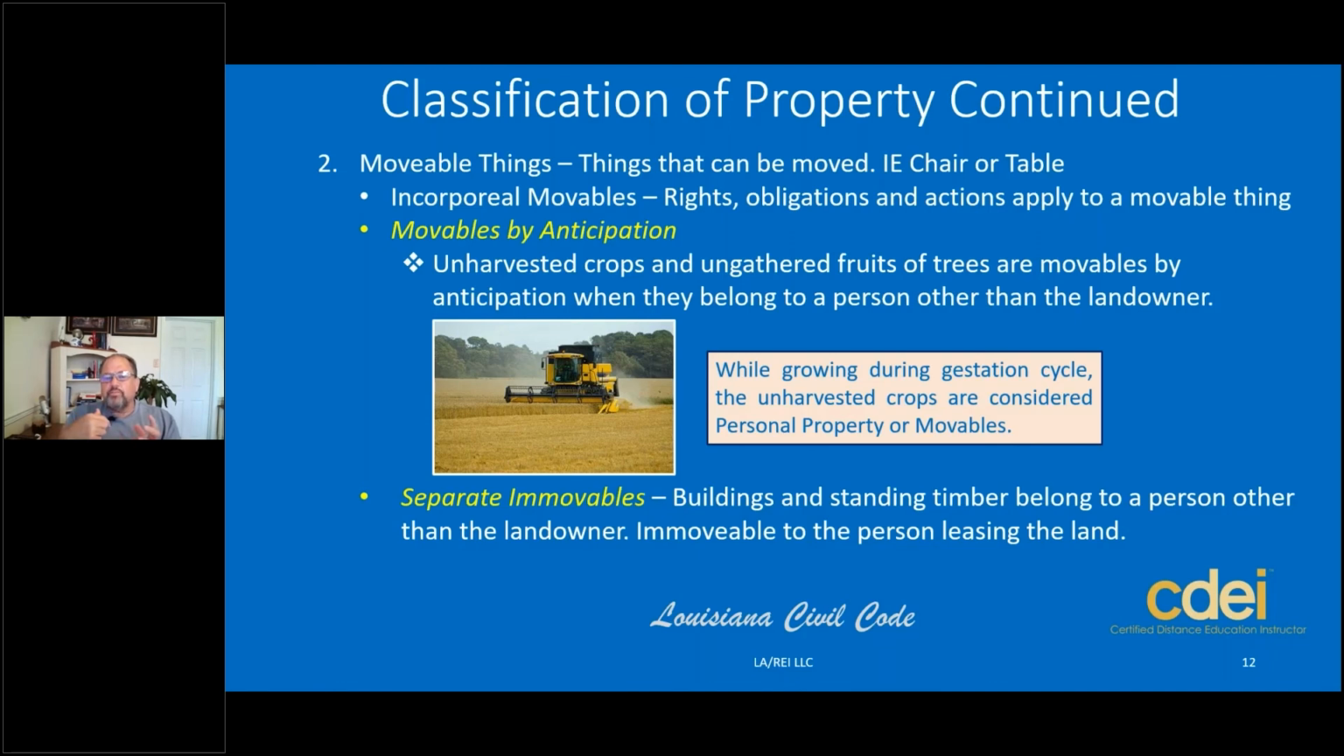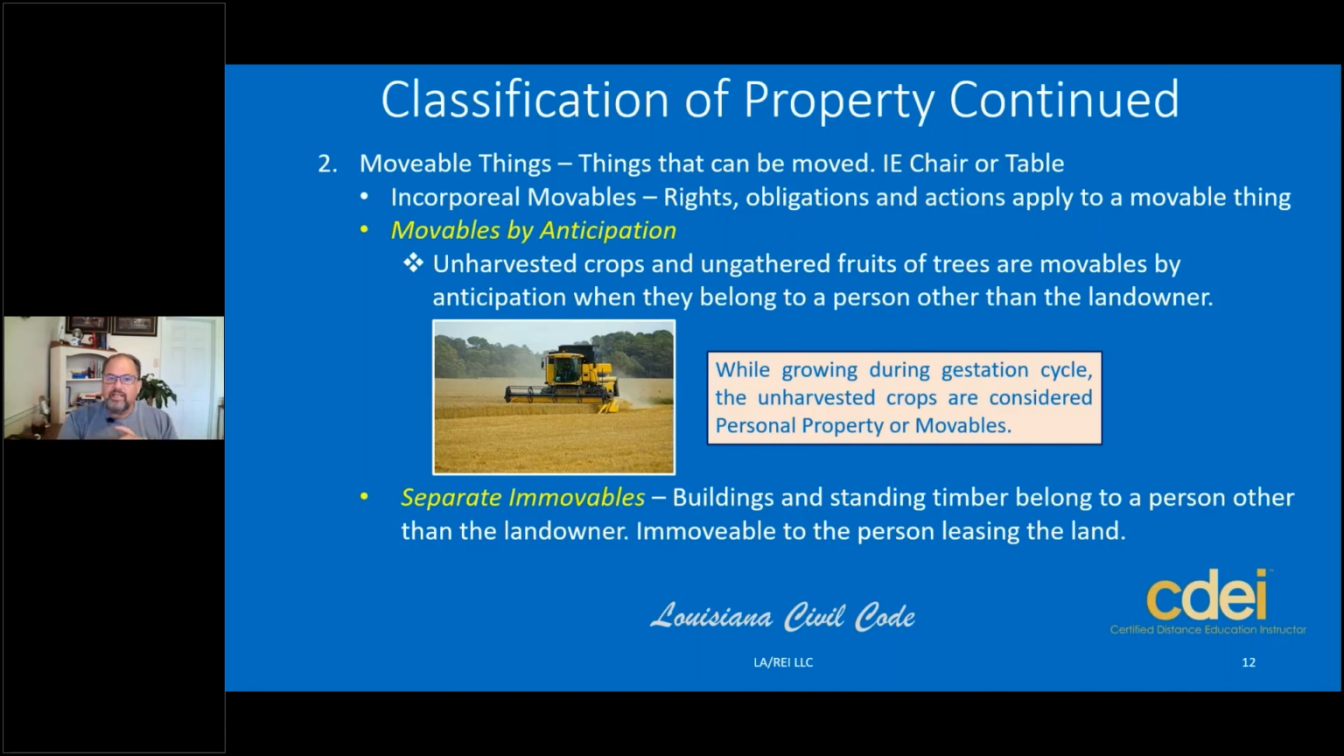So if you lease property from me, let's say you lease a lot from me and you put a trailer on that lot, that's called a separate immovable. You own the immovable as separate to yourself. I own the land that I'm leasing to you. You're putting your trailer, anchoring it in, you're plumbing it into the water and sewer, you're putting electricity to it. And so it's a separate immovable to you because I'm the landowner.